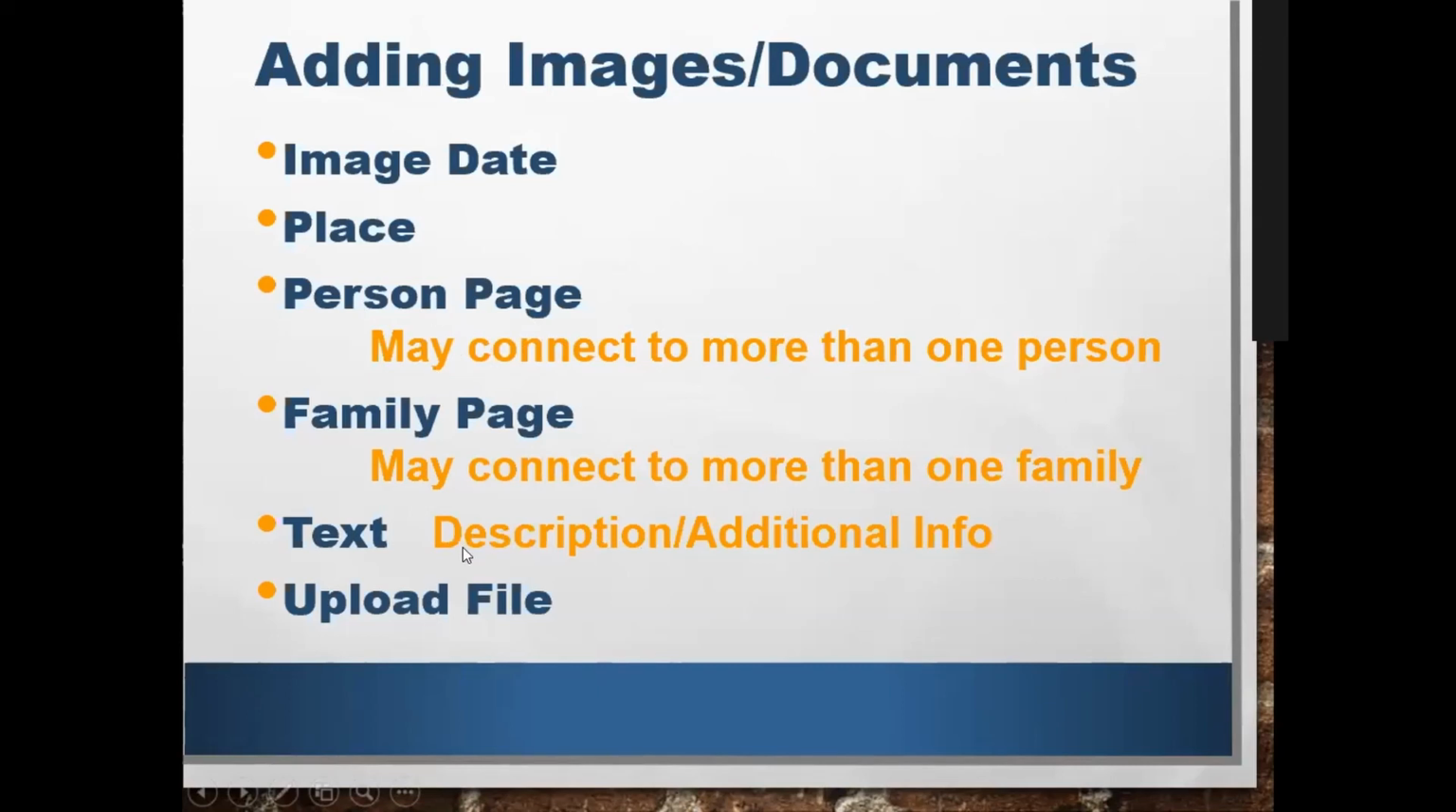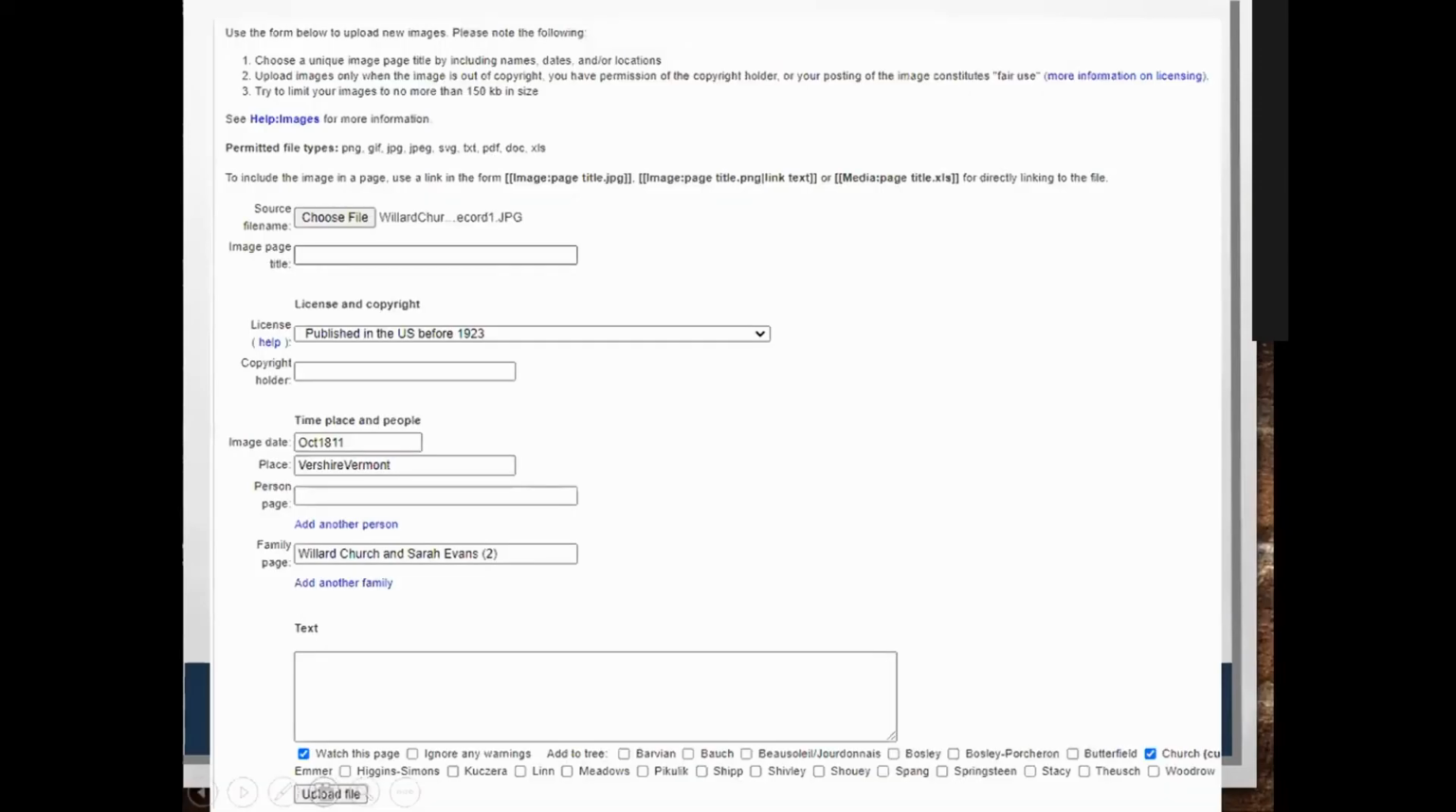You can do a brief text about the image if you know it's a wedding or a photo, where it was located, approximately what year it was. Then you upload the file, and that makes the image saved and ready to be used. So when you get done, there's the upload part. Like the marriage record I'm putting in, I made sure it went to Willard Church and Sarah. I could put a text in here saying it was found in such and such an Ancestry file, but I did that in the source part of the family thing.